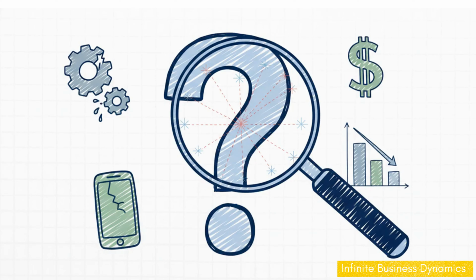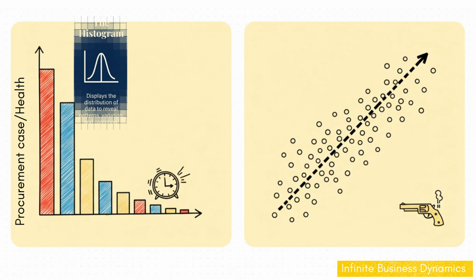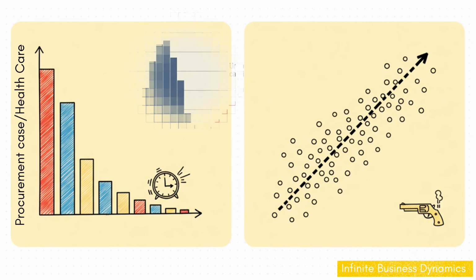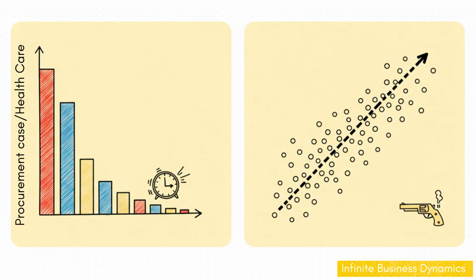So we have our suspects lined up. Now the real detective work begins. We need to understand their behavior. Are there hidden patterns? Are some of these clues connected in ways we can't see on the surface? It's time to put the data in the interrogation room. So we bring out 2 more tools. On the left, a histogram for the healthcare case. It shows a really troubling pattern. Yeah, most orders take about 10 to 14 days, but look at that long tail of delay stretching all the way out to 25 days.